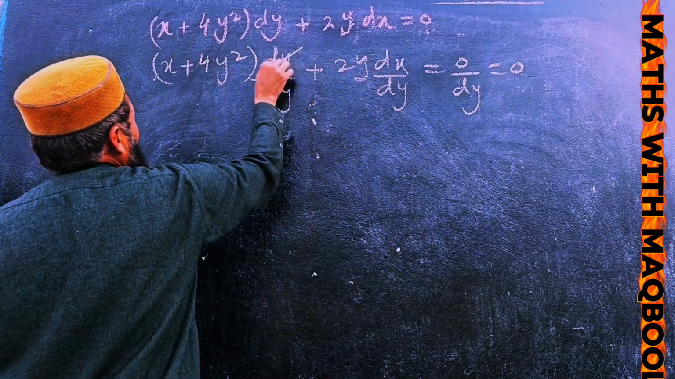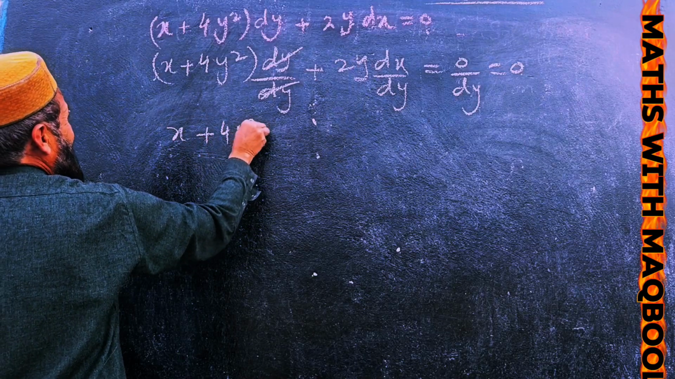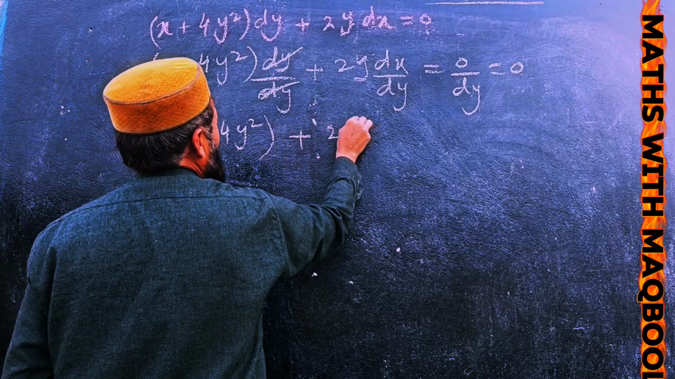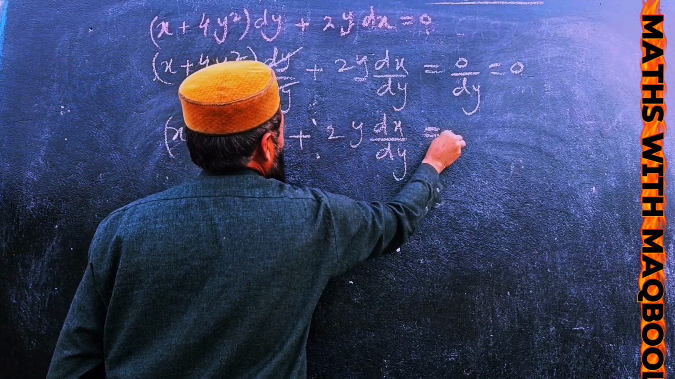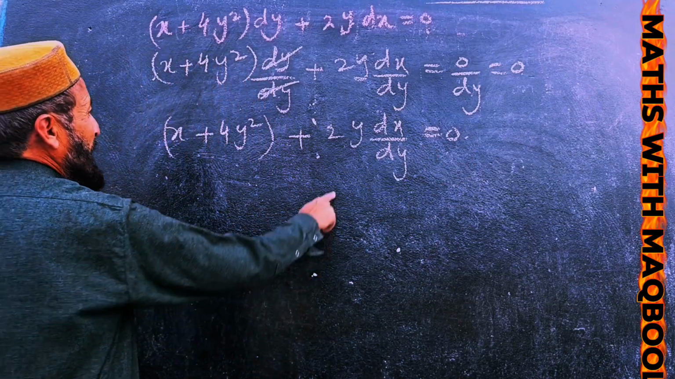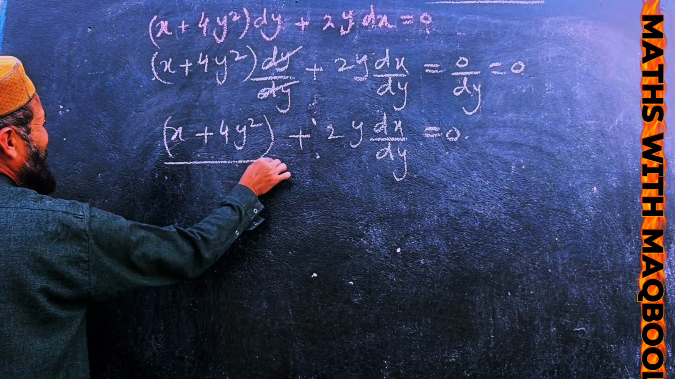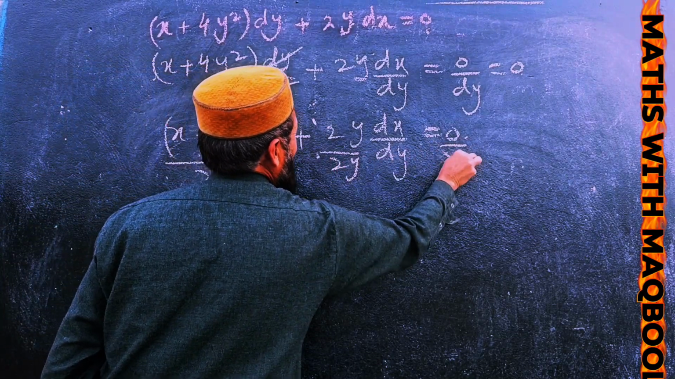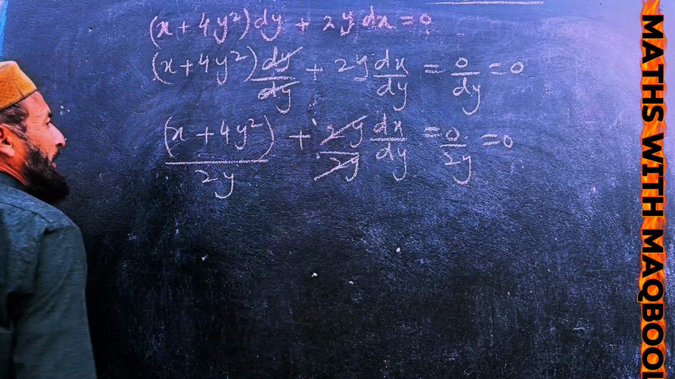Now this will be cancelled to each other. We get x plus 4y square plus 2y dx divided by dy is equal to 0. Now we try to simplify this result. Dividing both sides by 2y, and here also 2y and also 2y, so the result again is equal to 0. 2y and 2y are cancelled.